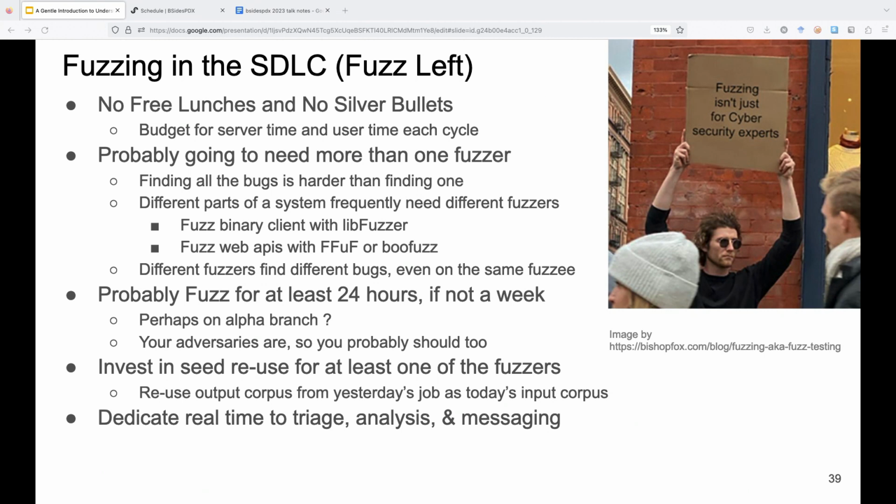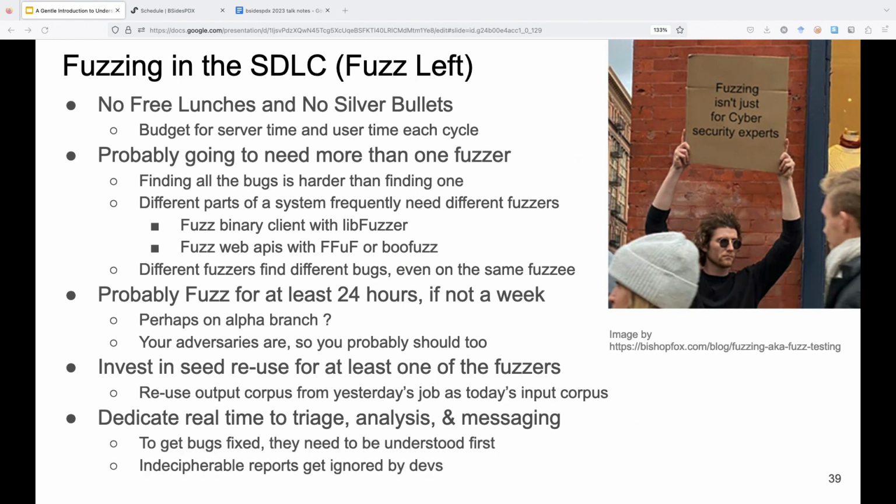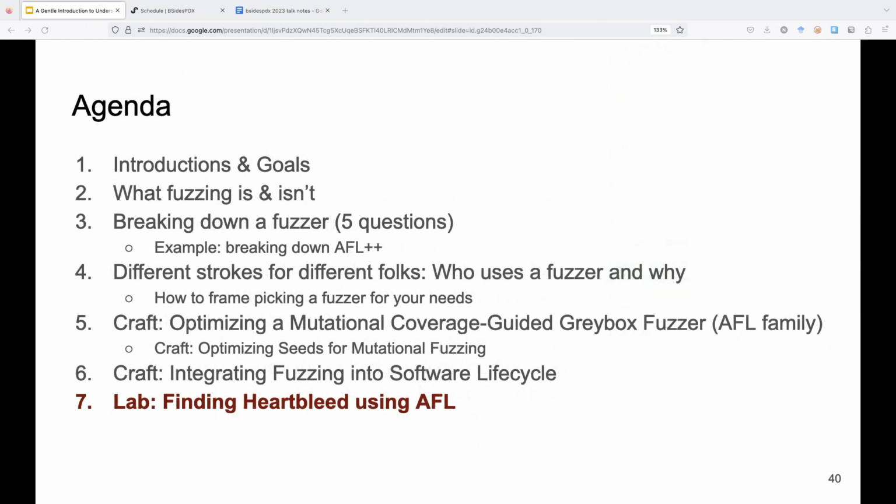And don't underestimate the amount of time you're going to need for analysis, triage, and messaging with your dev team. If they are not understood, they will not be fixed. I will tell you that indecipherable reports get ignored. In my case, if I got one of those, it would go into the bucket for later analysis, which usually meant summer intern projects, which if the bug is filed in December is not great. So one of the things you need to know if you own this side of the thing is communicating with the developer team about what it's going to do. And don't underestimate how much time and energy that takes.